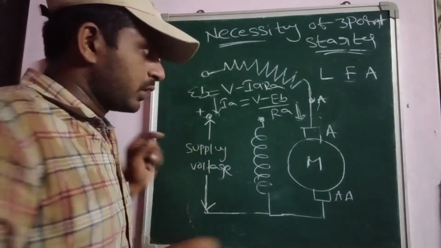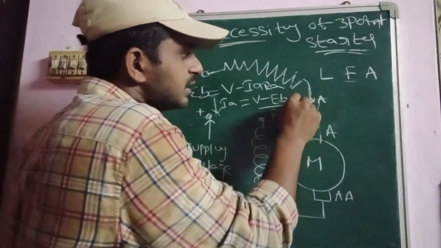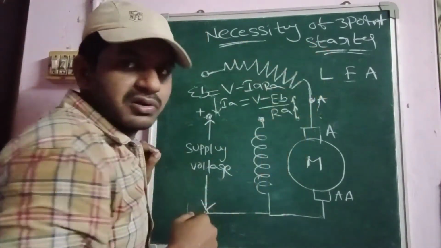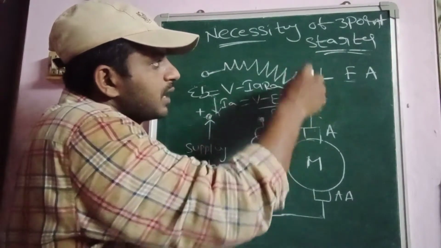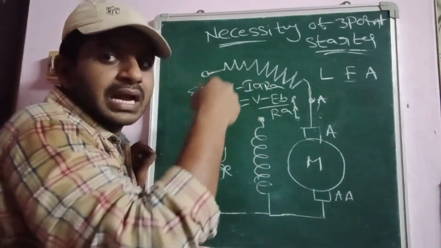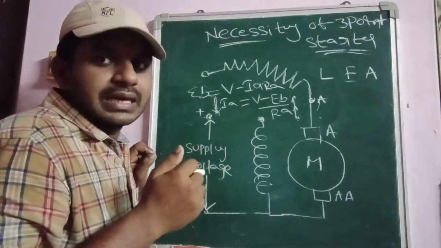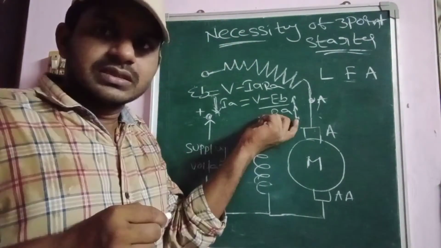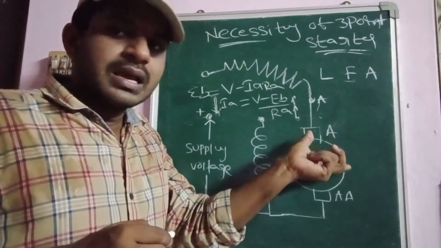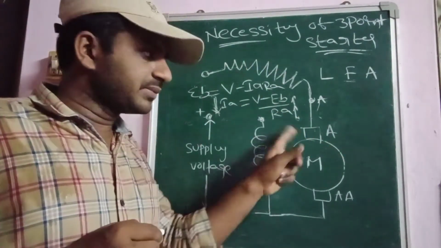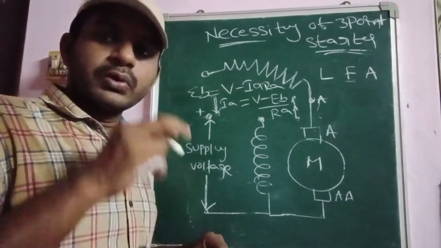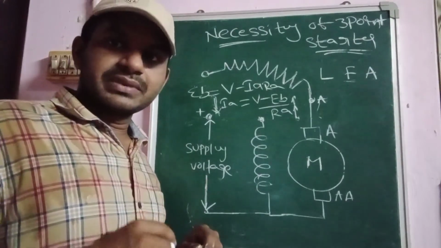Why? Because if we increase the total armature resistance by increasing the number of studs of the starter, the total armature current gradually decreases. That's why we put the starter resistance in series with the DC motor. With the help of the 3-point starter we can limit the starting current in series with the armature.